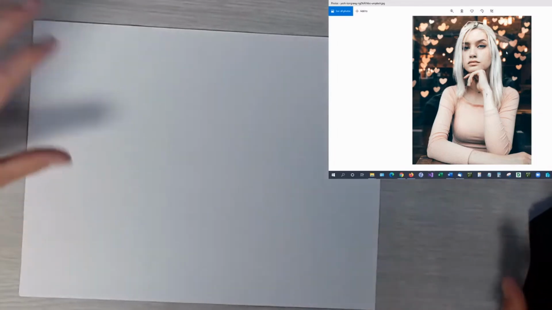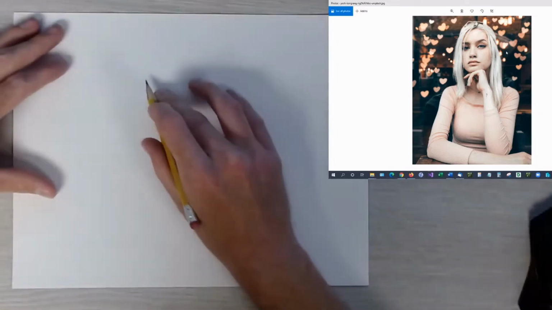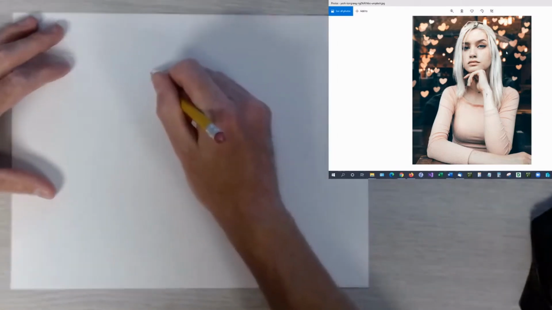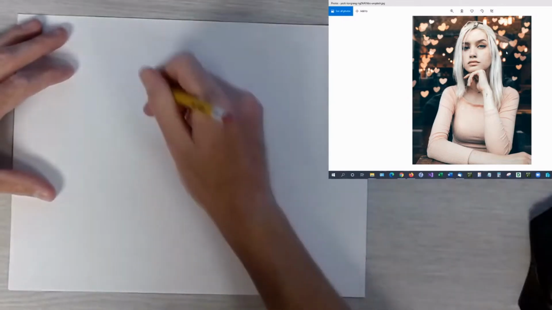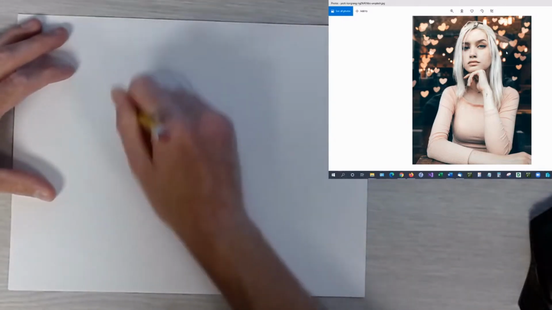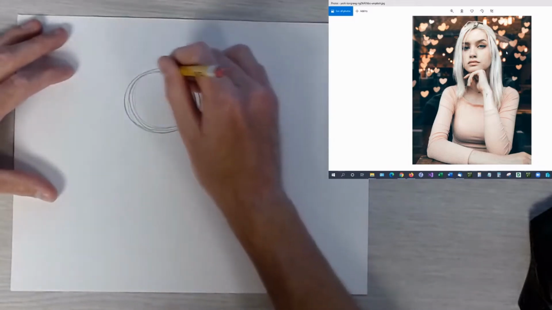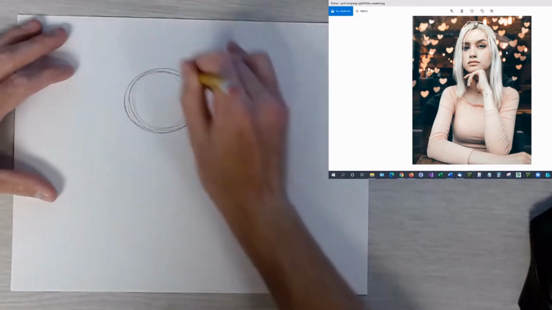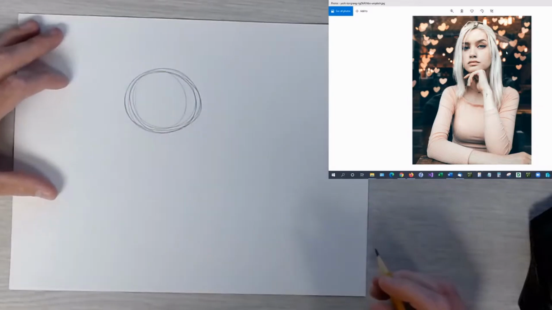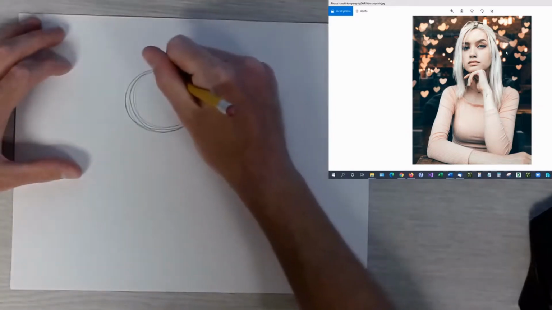To start off, you always want to break everything down into basic shapes. So I'm going to go ahead and start and show you that. The basic shape that you want to start with is a circle. And how you draw a circle is you just hold down your pencil and you go over it several times and it creates a circle. And you use the best lines out of that to create your circle.